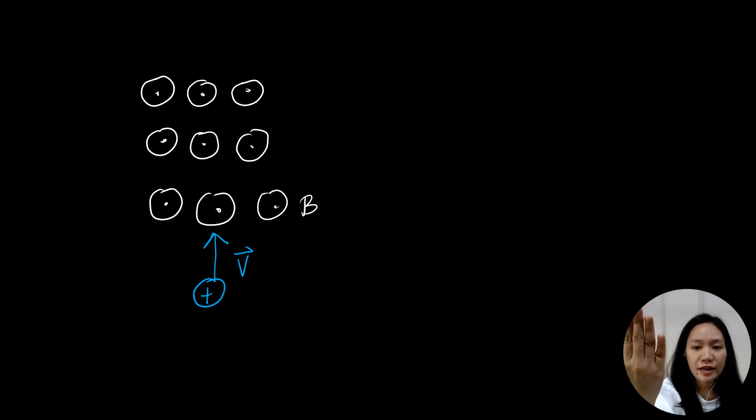So using your right hand, your palm must be facing your direction. This is because the magnetic field is represented by dots, and that means the magnetic field is coming out of the screen, so your palm is facing your direction. Now, your other four fingers must be pointing up because the particle is moving up. Your thumb will be pointing to the right.